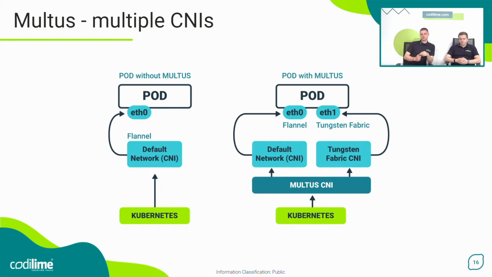So for example, you may use Tungsten Fabric's SDN and another SDN to attach 2 interfaces, 2 IP addresses to the pod. So Multus will allow you to call 2 CNIs, and then in your application, your pod specifies which interface you want to use for which route, which traffic.